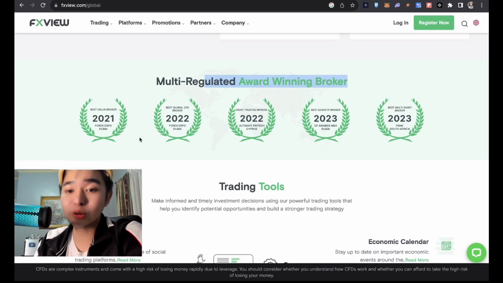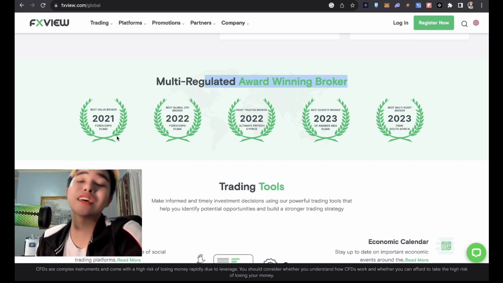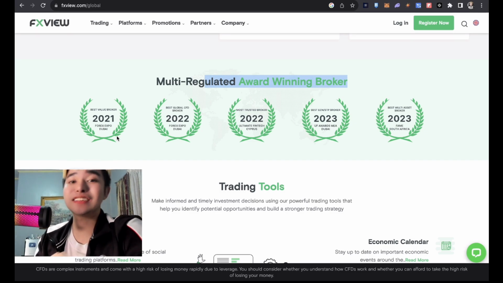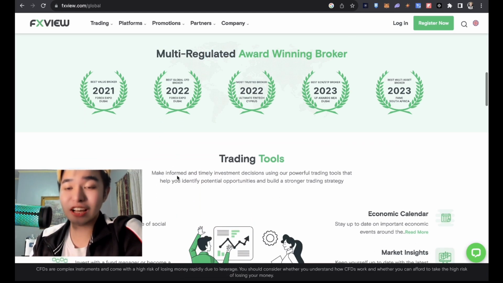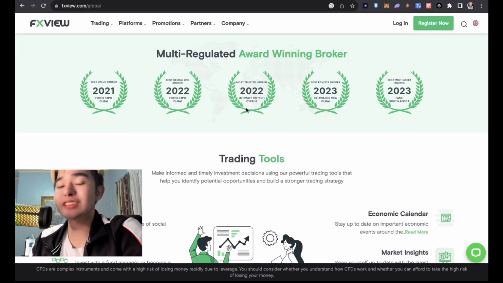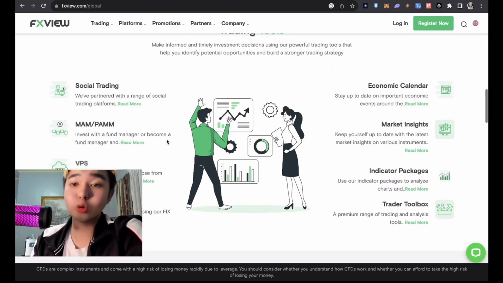It's best value, as you can see, at the Forex Expo Dubai. And as you know, Dubai has crazy high standards. I know this because I am a resident in Dubai and I have an Emirates ID as well. So as you can see, it has a lot of awards and trading tools.